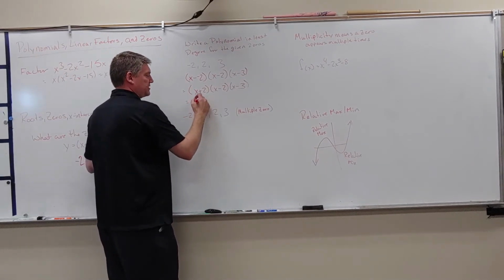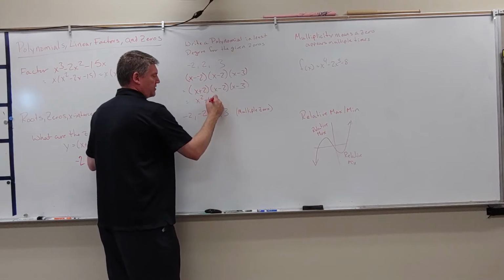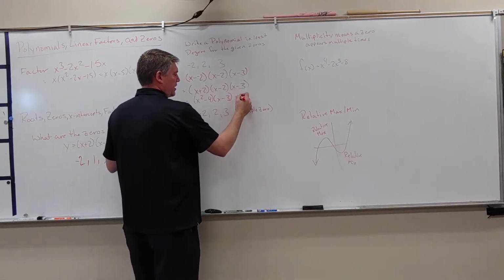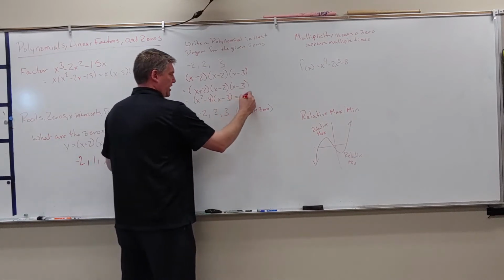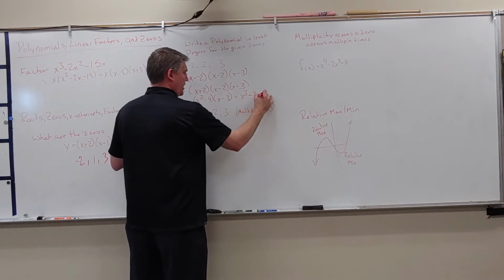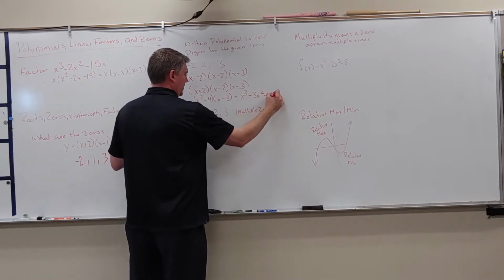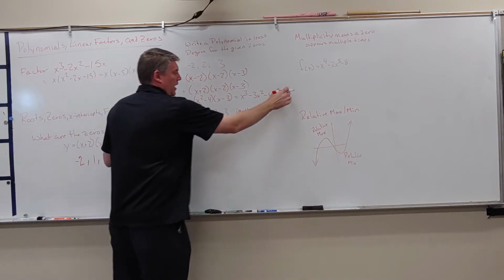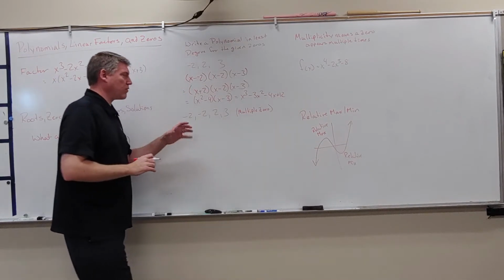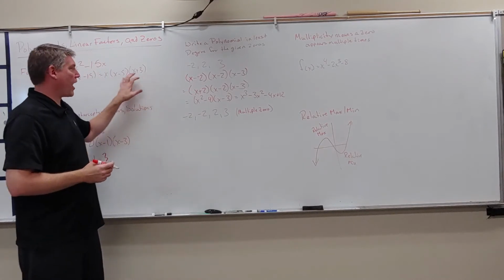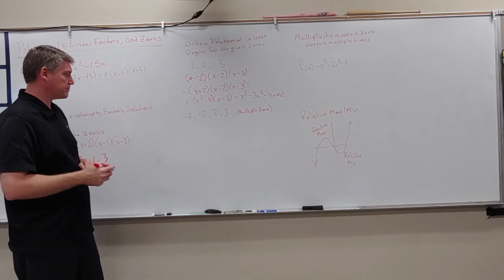I could multiply this out. If I multiply this out, this gives me x squared minus 4 times x minus 3, which then, if I multiply this out, I get x cubed minus 3x squared minus 4x plus 12, okay? But for this next one, I'm just going to leave it as a product of binomials.